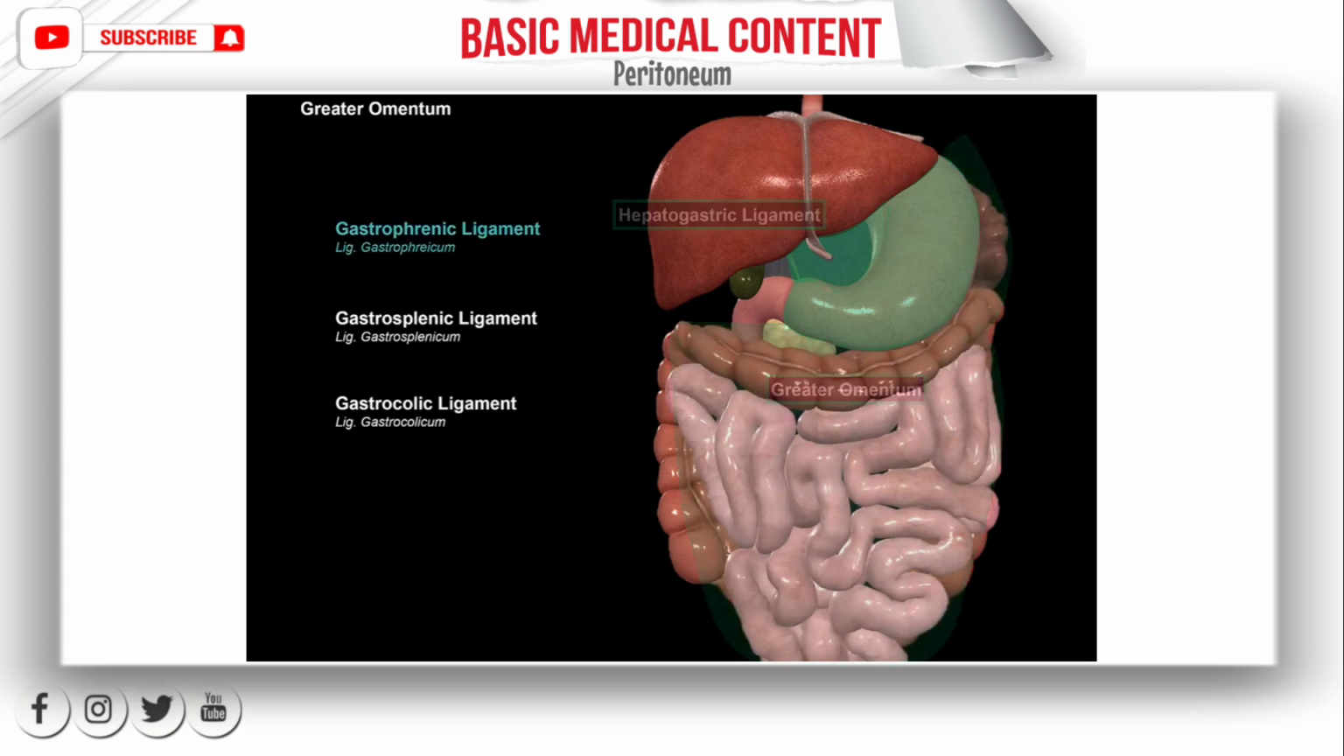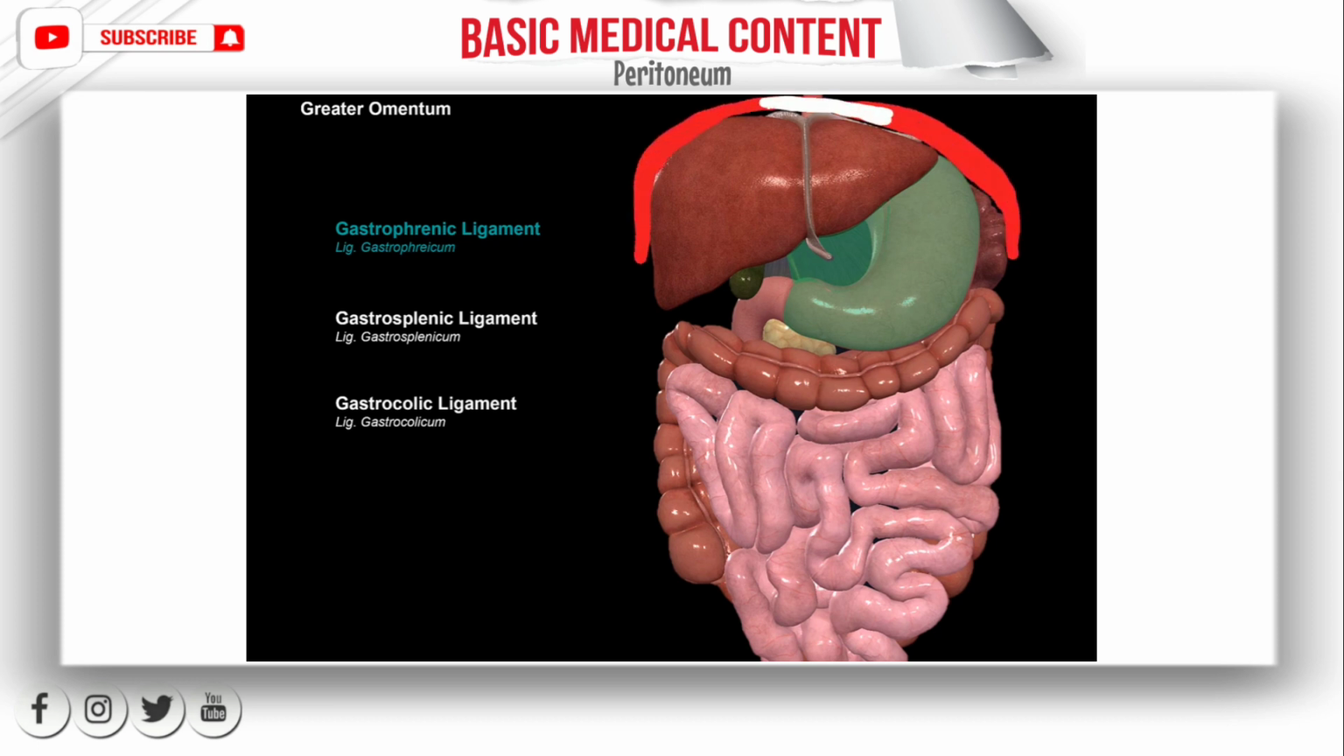So the first one is the gastrophrenic ligament. And remember, when you see the word phrenic, then it's related to the diaphragm. So this ligament goes from the stomach to the diaphragm. And then we have the gastrosplenic ligament. So the spleen is right here, and this ligament goes from the stomach to the spleen. Then we have the gastrocolic ligament. This one connects the stomach to the transverse colon of the large intestine.